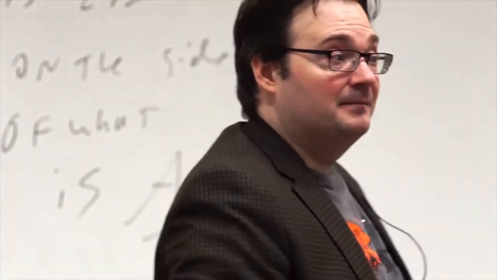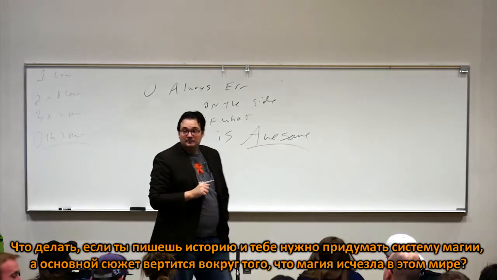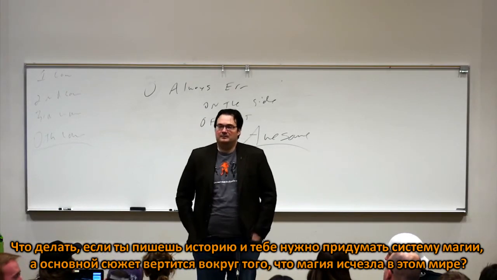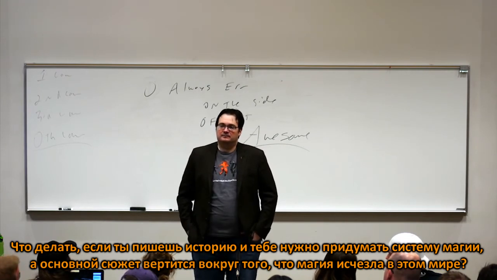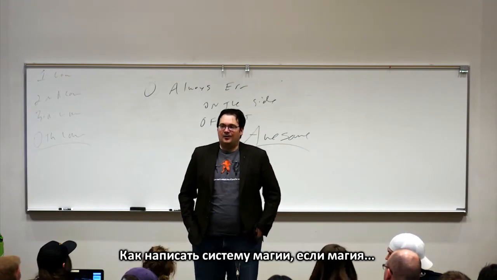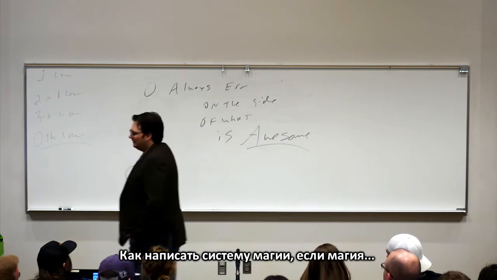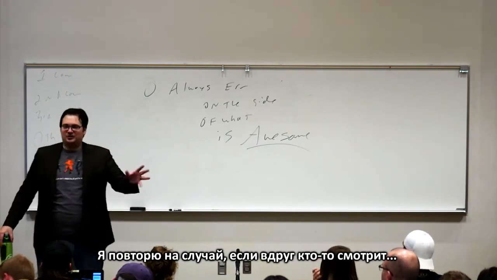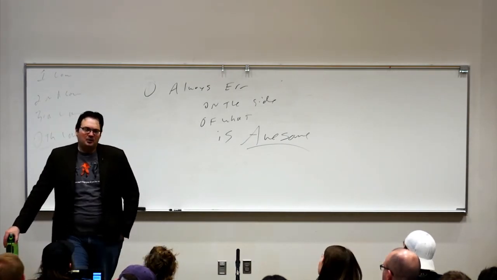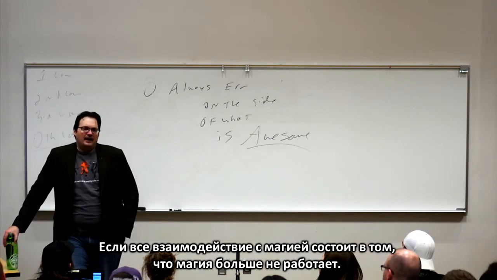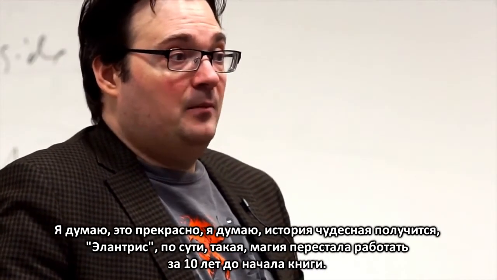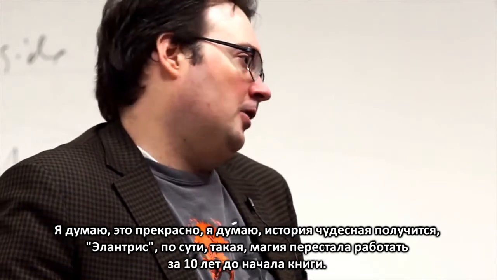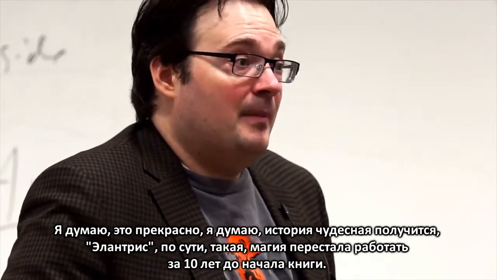All right, other questions? What would you do if you were writing a story and how do you introduce a system where the main plot of the story becomes the disappearance of magic instead of magic itself? How do I write a magic system where the main interaction with the magic is that the magic is not working anymore? I think that's great. I think it can be a wonderful story. Elantris is basically that, right? Magic stops working 10 years before the book starts.